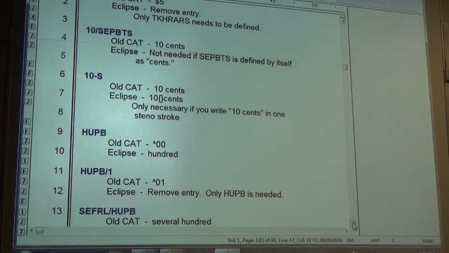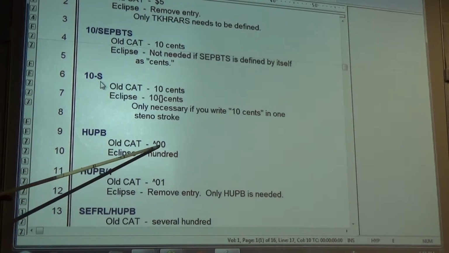When you go in your dictionary, just start going through everything you have. If it's not together with something, then it needs to come out. That's what they were talking about with cents. If you're going to write it in one stroke, then that's the way it needs to be defined. That's the only time you're going to do it. But if you do it with crents, cents, whatever, that's the way it needs to be.